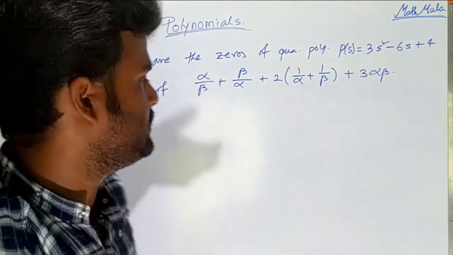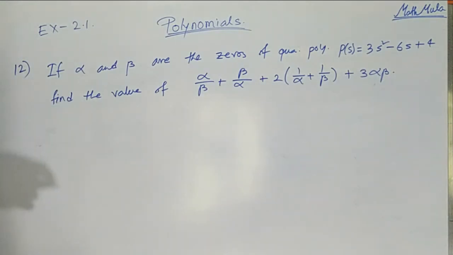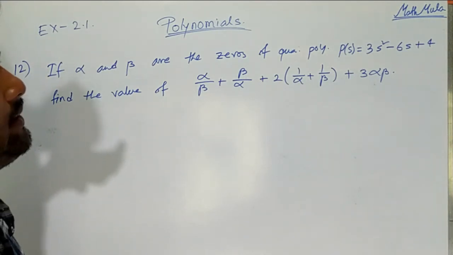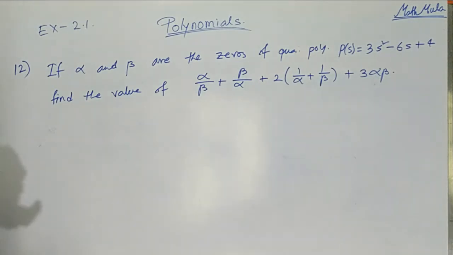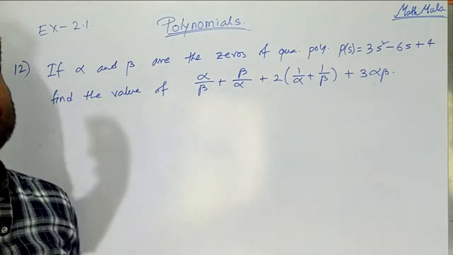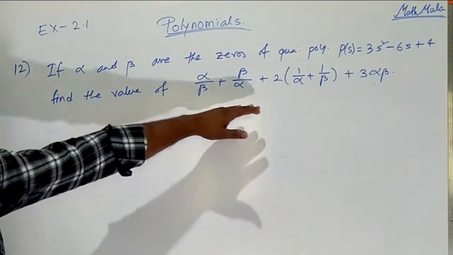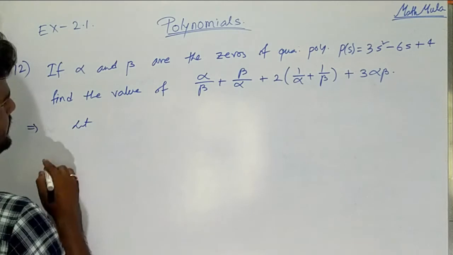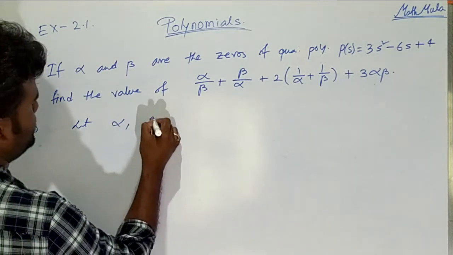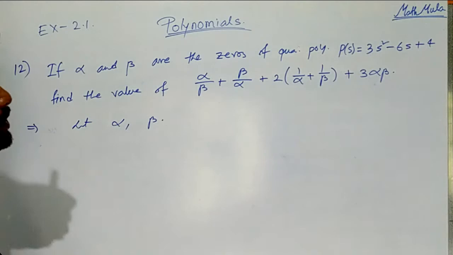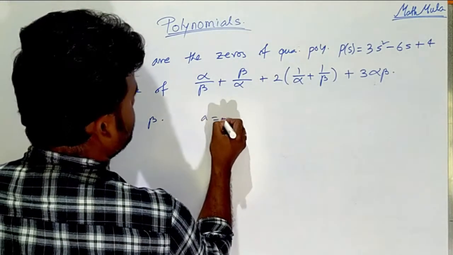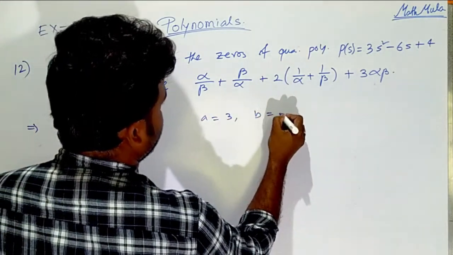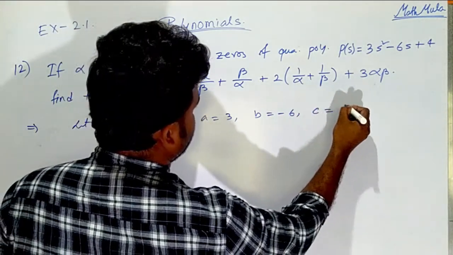Now we solve sum number 12. If alpha and beta are the zeros of the quadratic polynomial p of s is equal to 3s square minus 6s plus 4, find the value of this expression. Now we find the value of this expression by using the relation between zeros and coefficients. Let the zeros be alpha and beta, and the coefficients of the polynomial are given, that is a is equal to 3, b is equal to minus 6, and c is equal to 4.